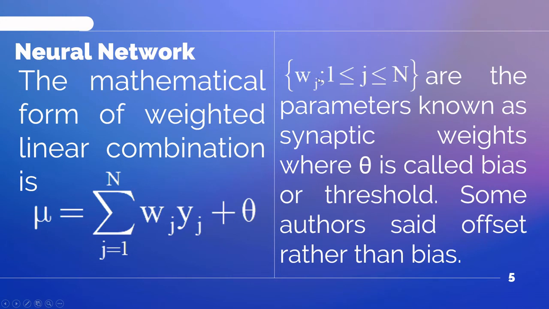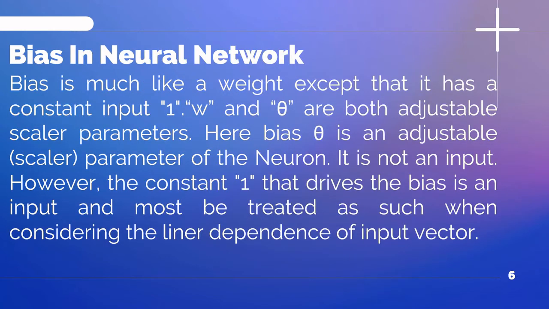And here wj, which varies from 1 to n, is the parameter, also called synaptic weights, and theta is the bias or threshold. We also call bias an offset. So these three names are bias, threshold and offset. What is bias? Bias is much like a weight, except that it has a constant input 1.